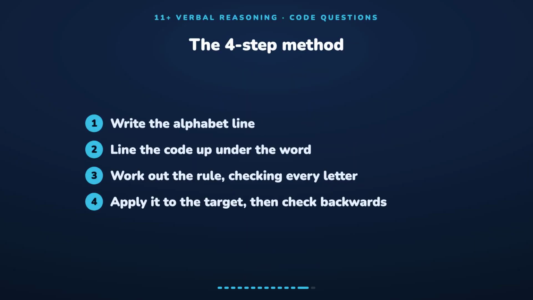Step 1, write the alphabet line. Step 2, line the code up under the word, letter by letter. Step 3, work out the rule, the shift or the key, checking every letter. Step 4, apply it to the target and check by working backwards. Calm, careful, and written down. That's how you crack any code.